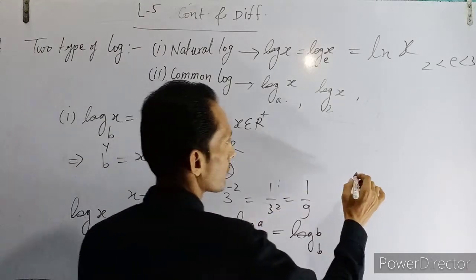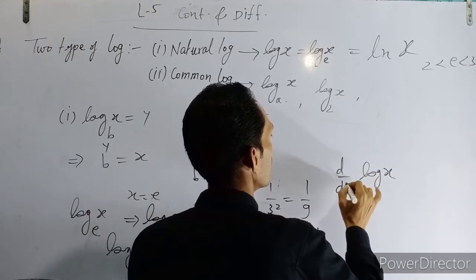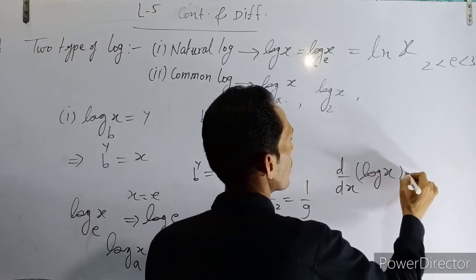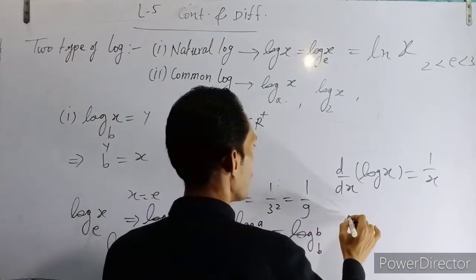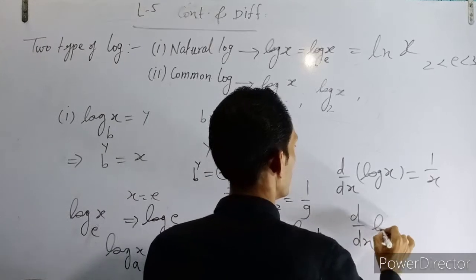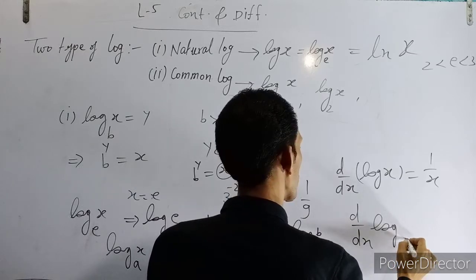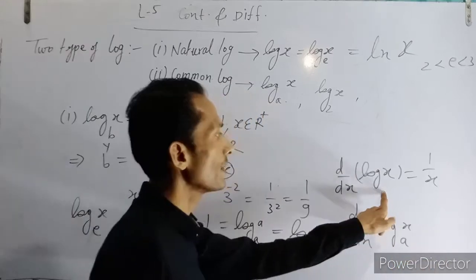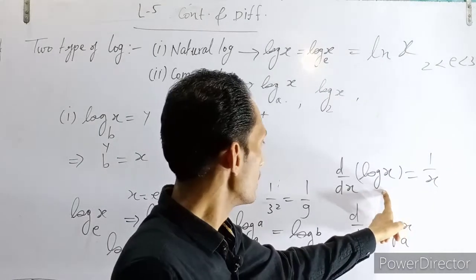As you know, the differentiation of log x, d/dx of log x, equals what? 1 upon x. Suppose you are given d/dx of log base a of x. Here the base is e. If there is no base given, we have to assume that it is e.